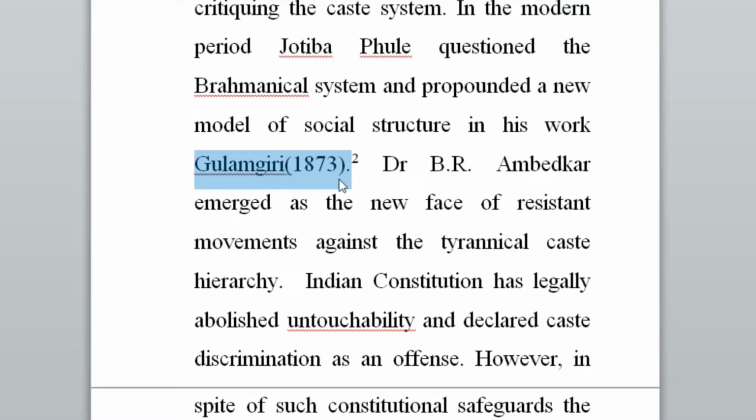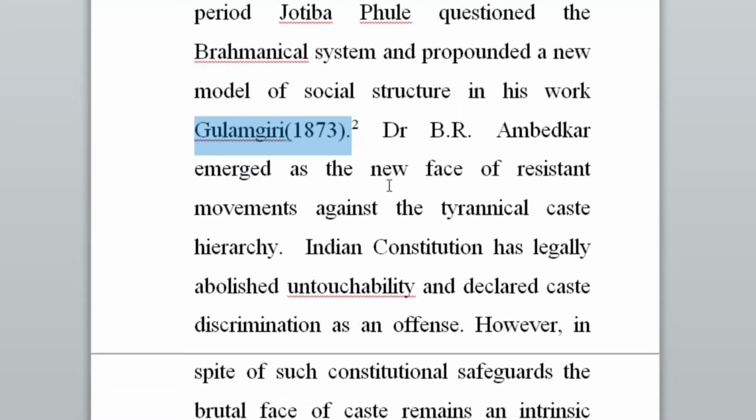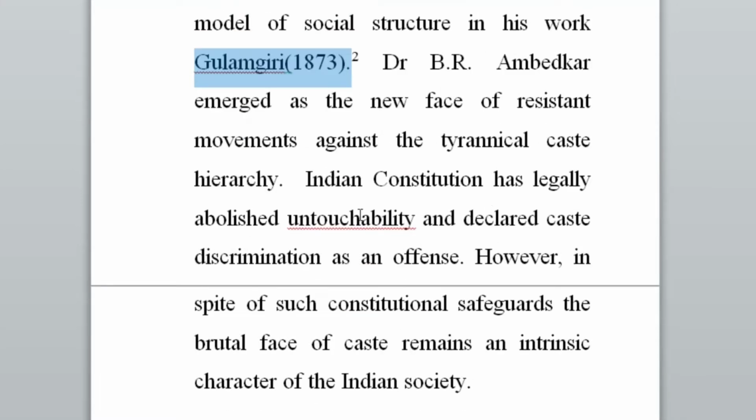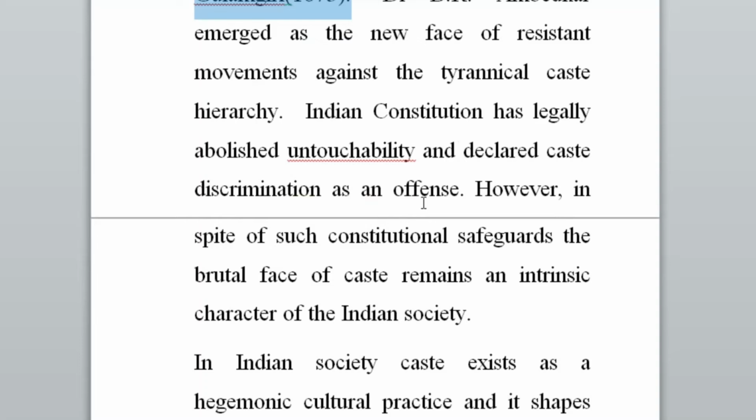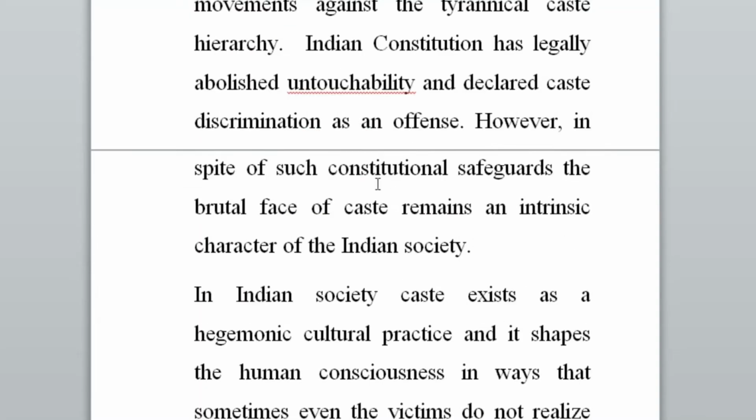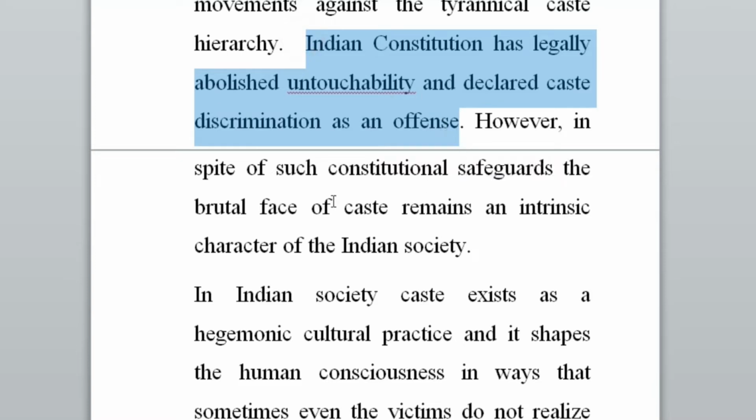The Indian constitution had legally abolished untouchability and declared caste discrimination an offence. However, in the spirit of this, there is the reference of British India. However, in spite of constitutional safeguards, the brutal face of the caste system remained an intrinsic character of Indian society.